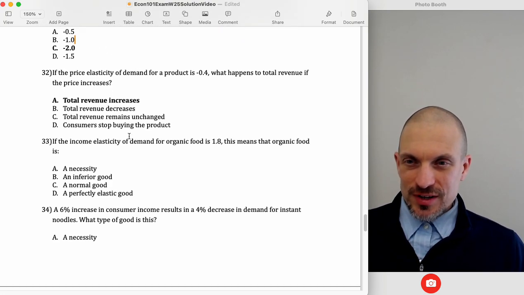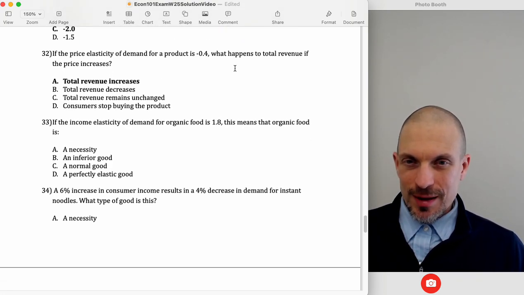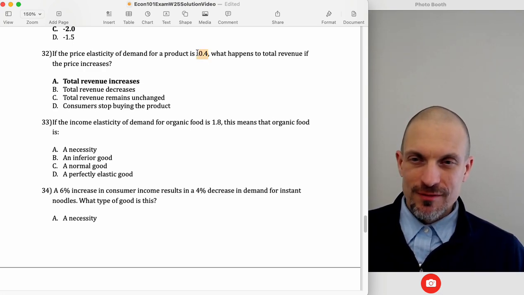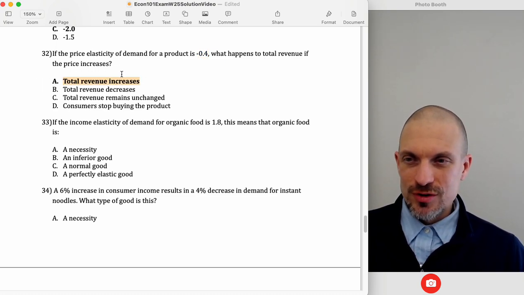If price elasticity of demand is minus 0.4, what happens to total revenue if price increases? Empirical estimates for the price elasticity of demand for tobacco tend to be pretty close to 0.4. What happens to total revenue if price rises? Total revenue is going to increase.